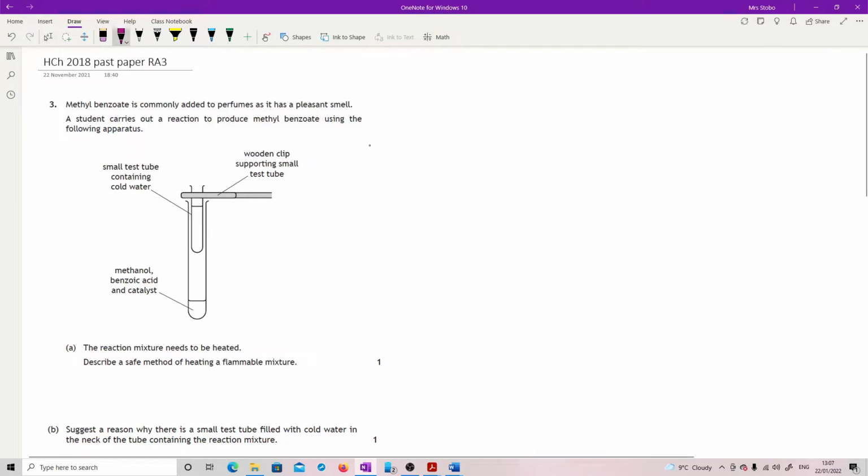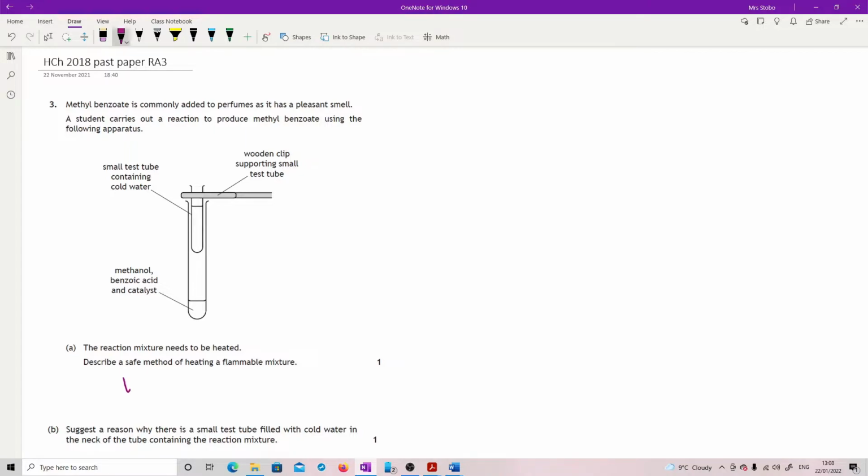Question 3. Methyl benzoate is commonly added to perfumes as it has a pleasant smell. A student carries out a reaction to produce methyl benzoate using the following apparatus. Okay, you're just told what's going on. The reaction mixture needs to be heated. Describe a safe method of heating a flammable mixture.